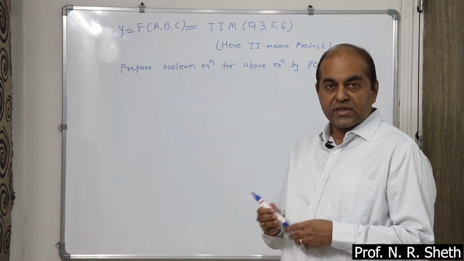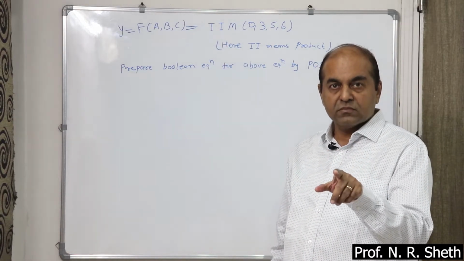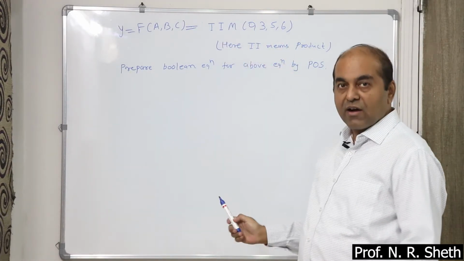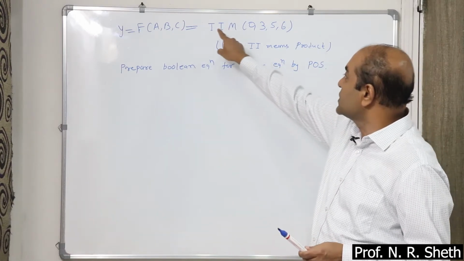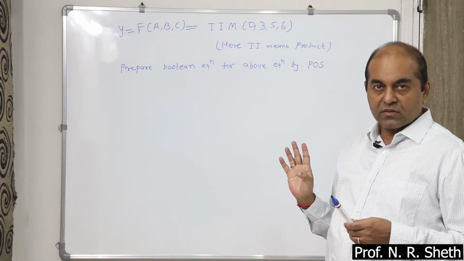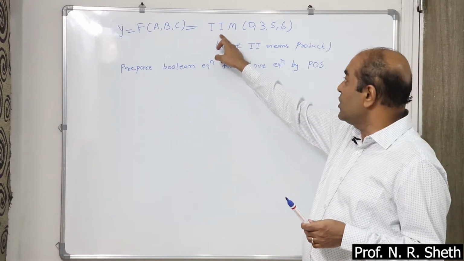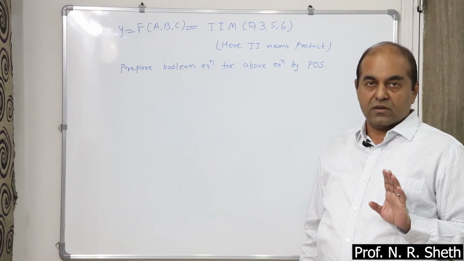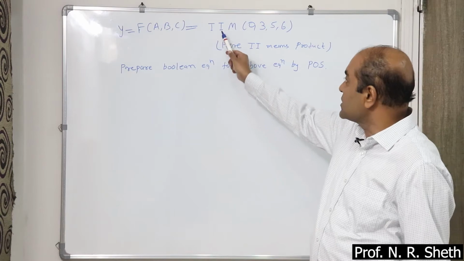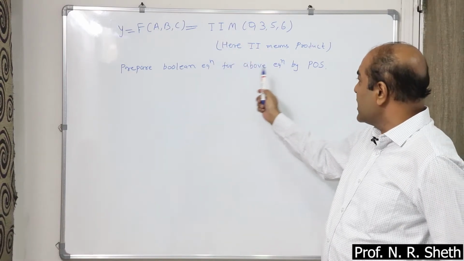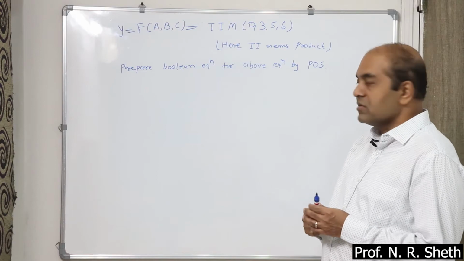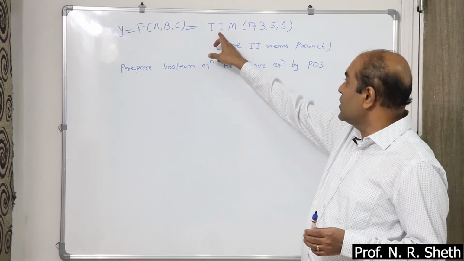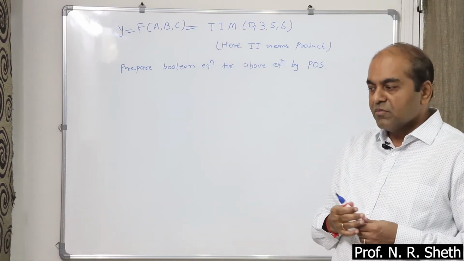Y equals F of ABC, that means a 3-bit system, 8 cases. 0, 3, 5, 6, the outputs are 0 for these. Here the meaning of this symbol is product. So this symbol represents that you have to deal with the product of sum method, not SOP. That is why this symbol is used. Prepare the Boolean equation for the above given equation by using the POS method. But even if it is not mentioned, if this symbol is given, you have to understand it is POS.